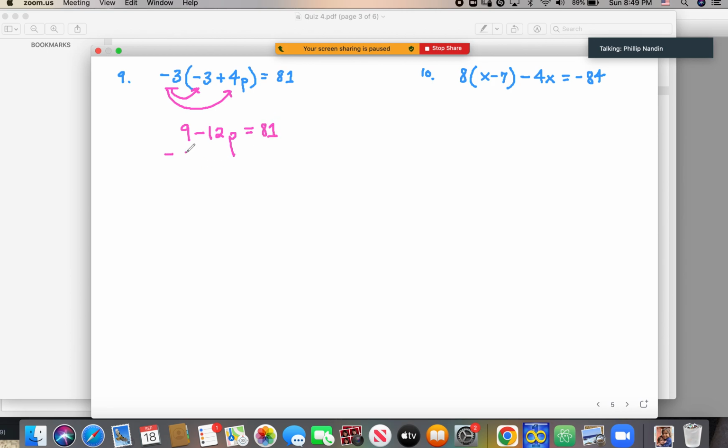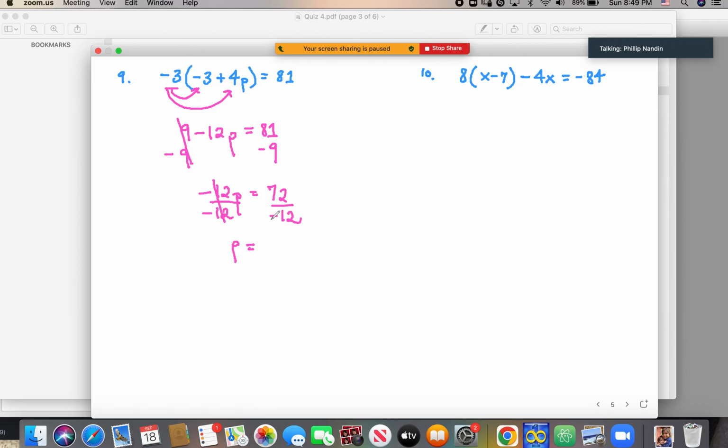So you minus 9 on both sides. I get negative 12p equals 72. And then I divide by negative 12 on both sides. And I get negative 12 divided by negative 12 is 1. 1 times p is just p. And then 72 divided by negative 12.